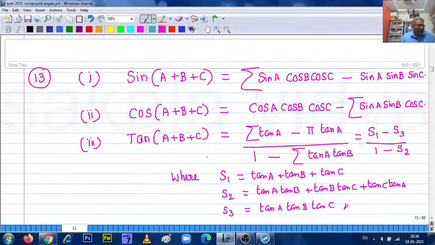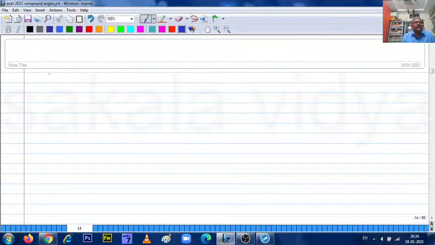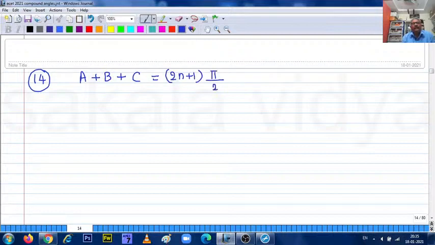So now the 14th one. 14th one is also, we are going to discuss now 14th one. Crystal clear explanation. Actually each and every concept I have been discussing. Please kindly concentrate on the lesson. A plus B plus C equals to 2n plus 1 pi by 2. This is called odd multiple of pi by 2. Odd multiple of pi by 2. Where n is an integer. Integer means z.